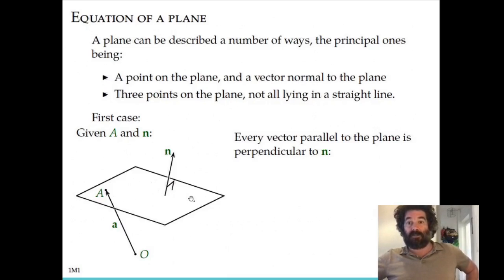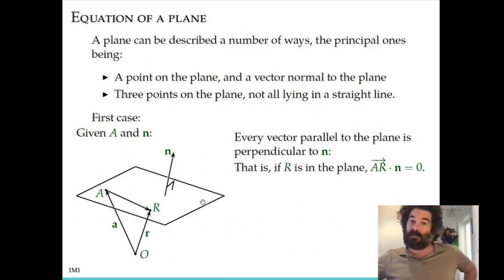So every vector which is parallel to this plane is perpendicular to the normal vector n. That's what we mean by normal vector. And so if we specify another point in the plane, we'll just give it a name, say R is another point in the plane, then what that means is that the vector from A to R, which is a vector tangent to the plane, must be perpendicular to the vector n. And this is the equation for a plane.